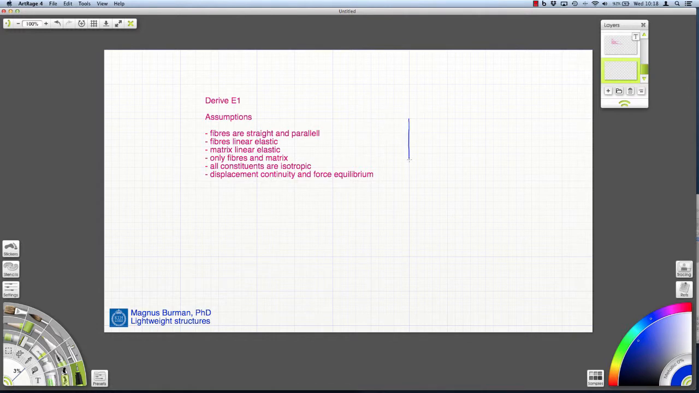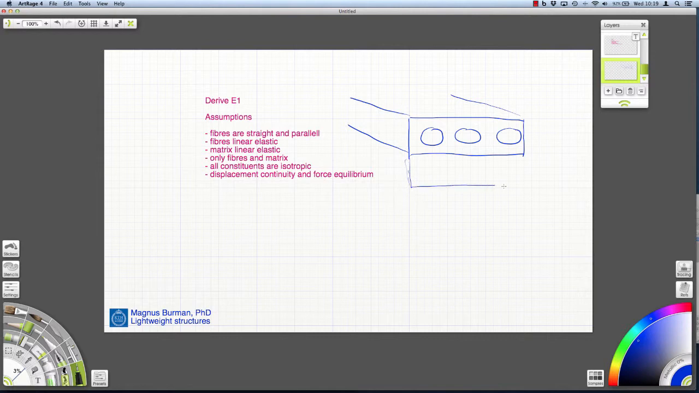So we are looking at a simple lamina. That means that it's one layer of fibers embedded in a matrix like this. And of course there could be surrounding layers with fibers oriented in other directions. We only consider this layer in this derivation, so let's take away the rest.